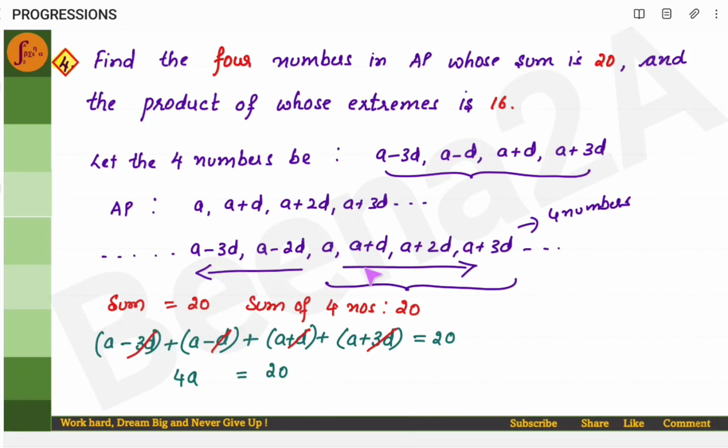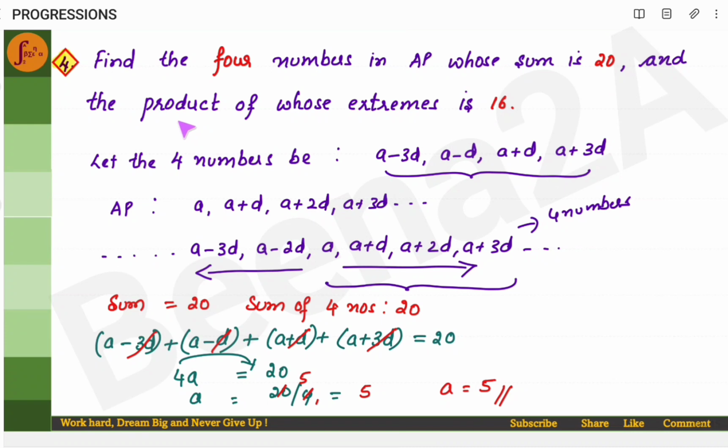Had we taken this series, a plus d, a plus 2d, a plus 3d, what would have happened is d would not have got cancelled, and we would have got a and d, which would make the calculation tough, right? Now here d has got cancelled and we are left with a, which means a is equal to 20 by 4. 4 will come this side, you will get 20 by 4, which is 5. a is equal to 5.